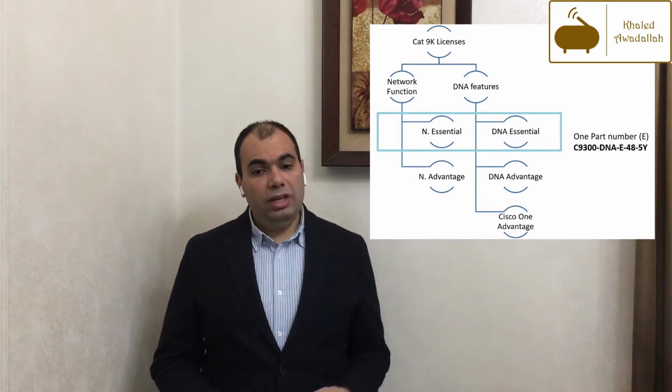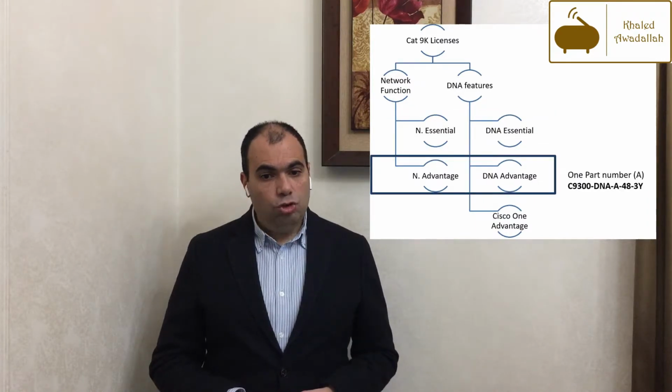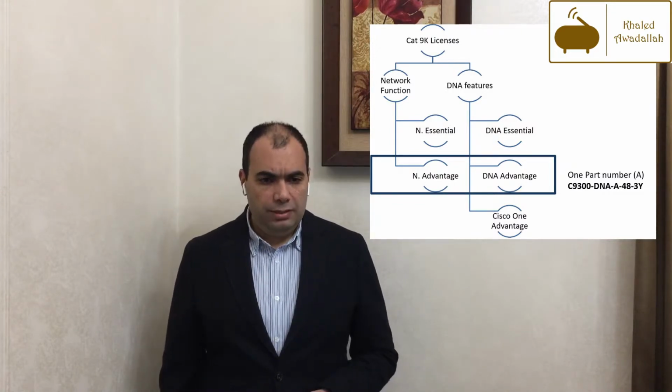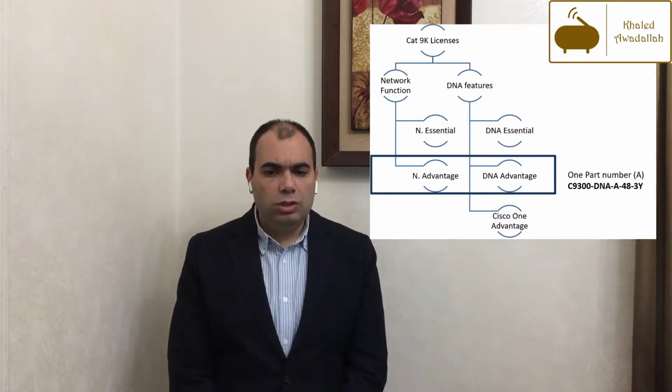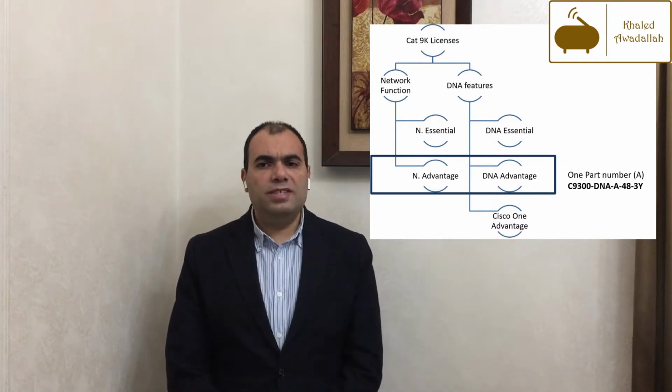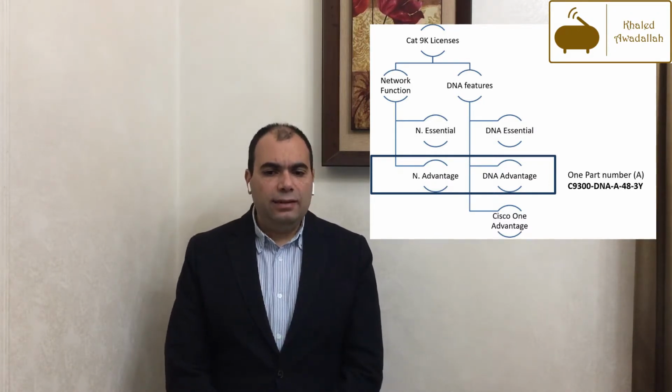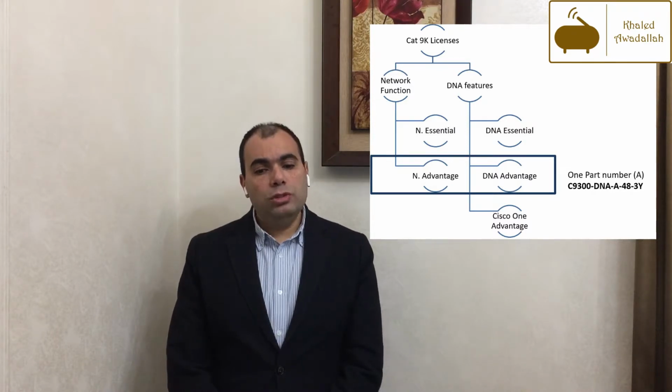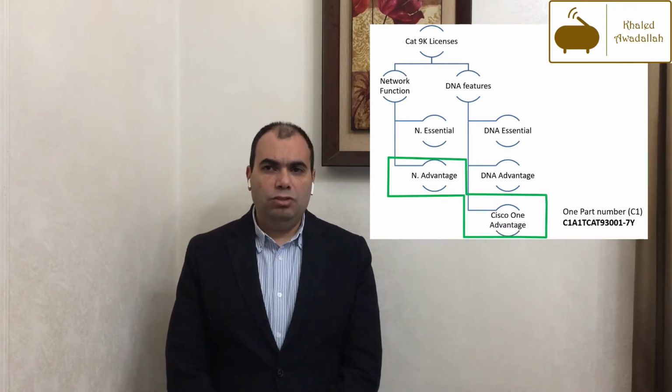And what does that mean? If you want to buy the Network Essential license, you have to buy with it the DNA Essential license. They are included in a single part number, which can be purchased from Cisco CCW. If you want to go for Network Advantage or DNA Advantage, you have to go for Advantage on both sides. Both DNA Advantage and Network Advantage are included in a single part number which contains the letter A. If you want to go for Cisco One Advantage, you have to go for Network Advantage with it.